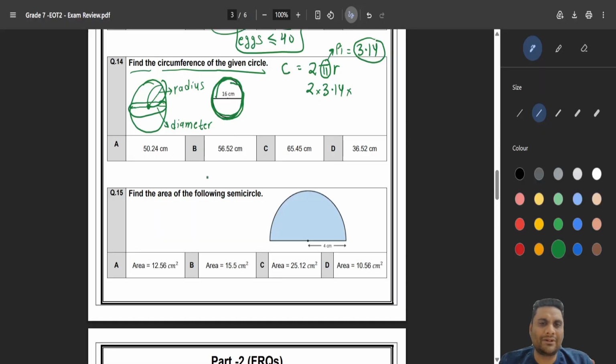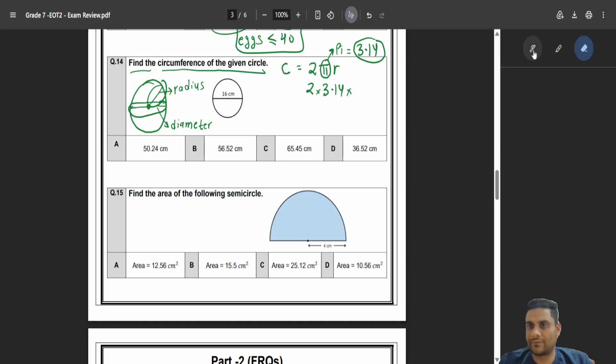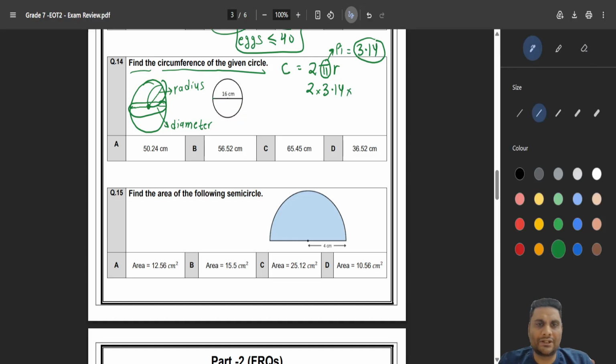So whenever the diameter is given, let me just erase this little bit. Okay. Now in this question, check, the diameter is given. How much? 16. But what do I need here? R. R means radius. So how will I find the radius? Radius is always half of the diameter. So my diameter here is 16 and half of 16 will be 8.